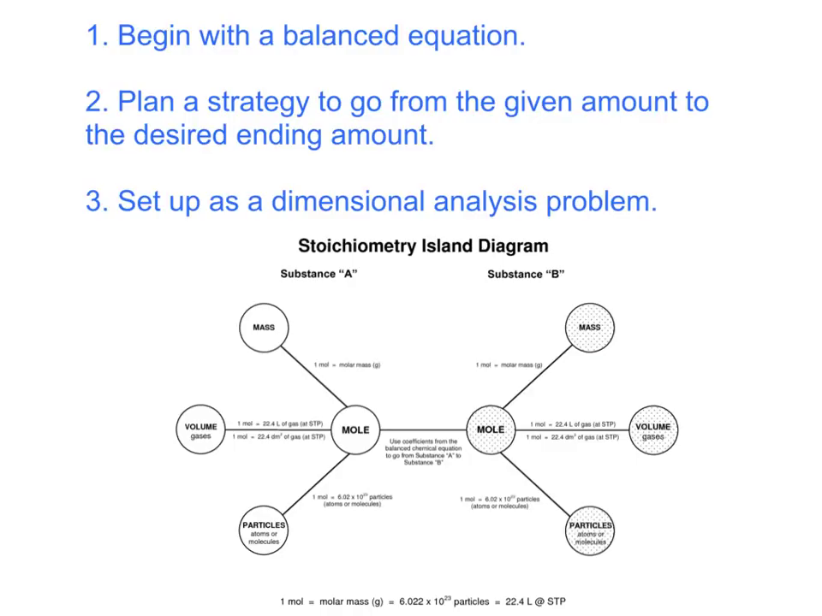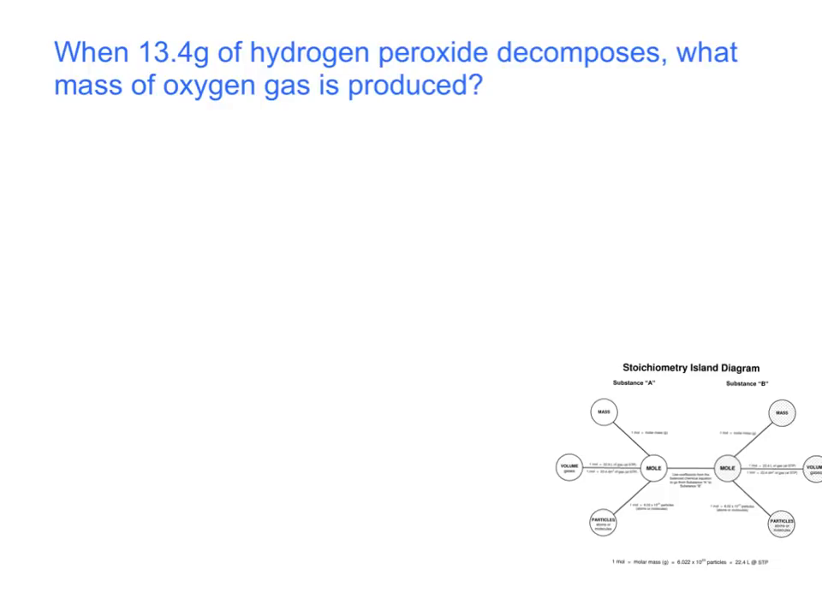On to an example. Alright, so the first one is 13.4 grams of hydrogen peroxide decomposes. We want to know what the mass of oxygen gas produced is. So first we have to set this up. It's H2O2, and it's decomposition, so that's the only reactant. And it goes to O2 and H2. And it's great that it's already balanced. It is already balanced. Are all ones.